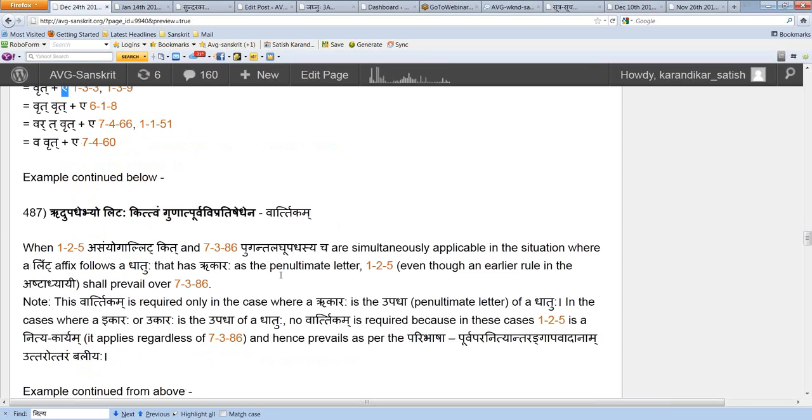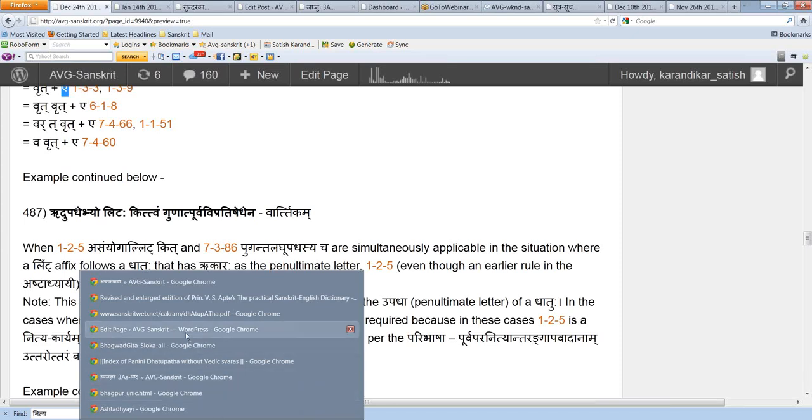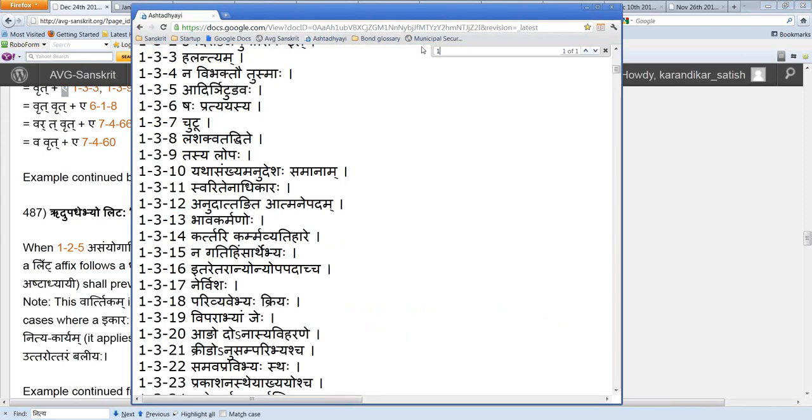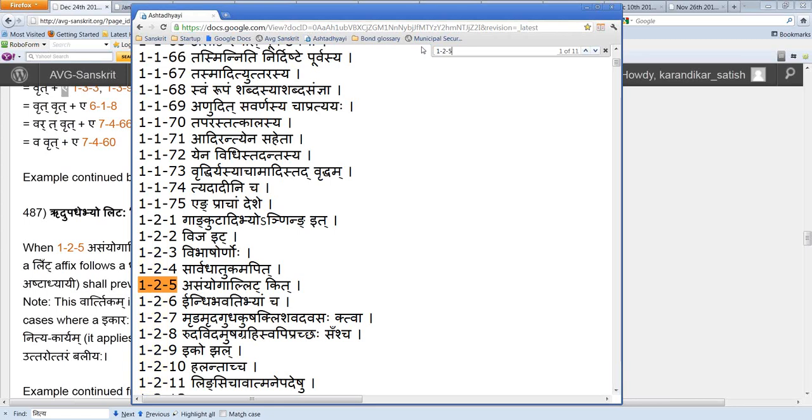So what we have to do is that we know the sutram, which is asanyoga litkita, which we introduced in the last class. Asanyoga litkite, look at the number, it's 1 to 5, which we have already used many times in daily examples. It is right after the sutram sarvadhatikam apit. So sarvadhatikam apit, then comes asanyoga litkite. So apit litkitsyat, asanyoga apit litkitsyat.